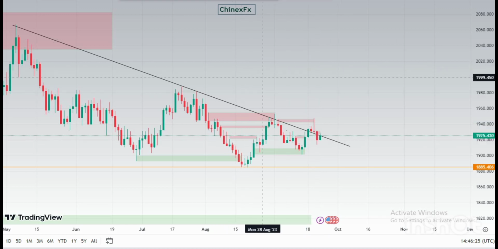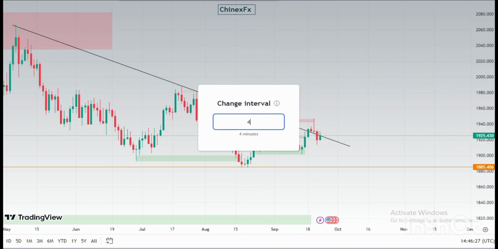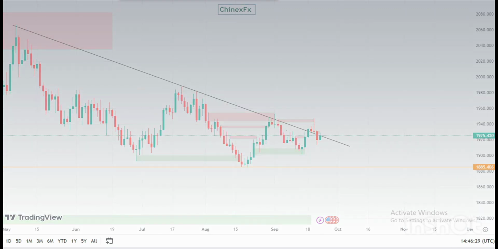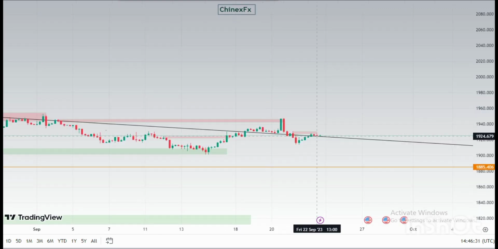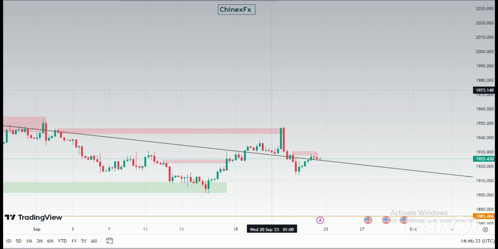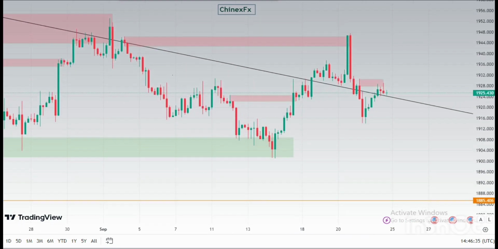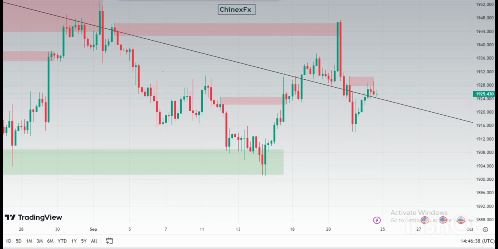Then on the 4-hour time frame, really quickly, what do we have for gold? On the 4-hour time frame, we are currently reacting off a supply level that I have marked already on the chart. We are reacting off this level, a very valid supply level. So yeah, we are reacting on that level.